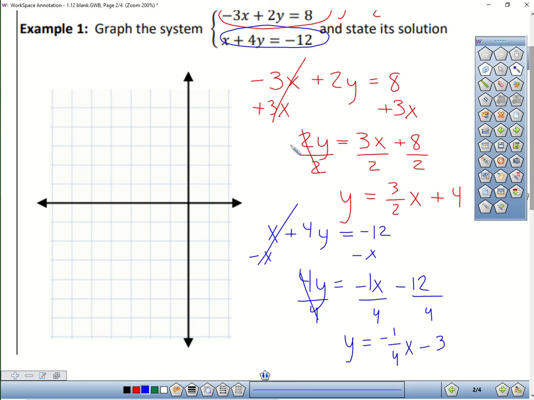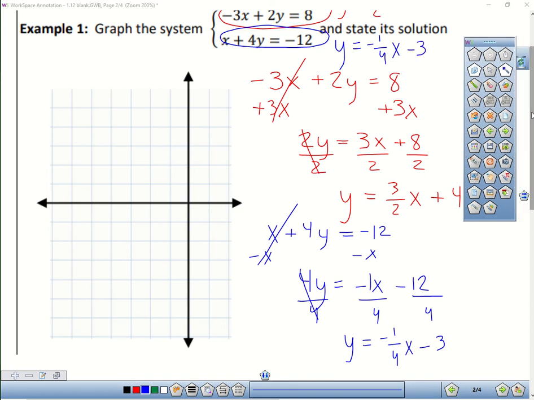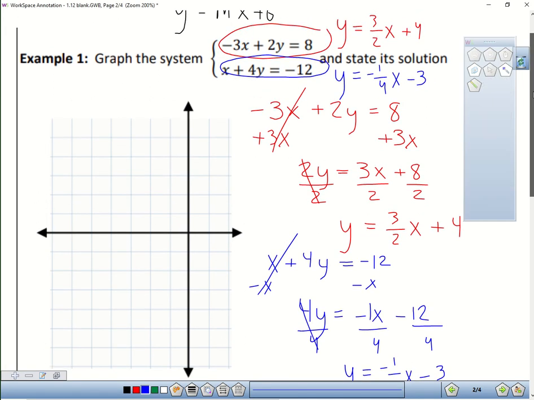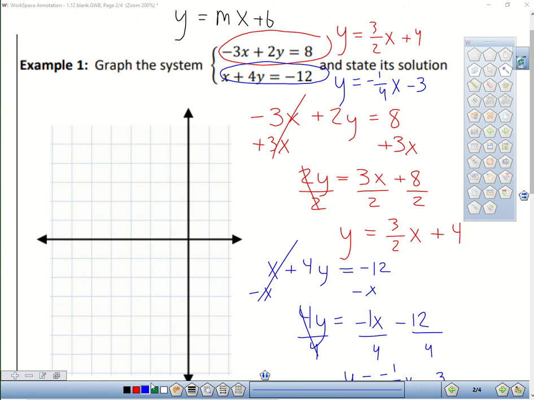So I'm going to plot the red one first. So I'll scroll up a little bit here so we can see it. So the red one has a y-intercept of what? Thank you. 1, 2, 3, 4. And it's going up 3 and over 2. So up 1, 2, 3 and over 1, 2.